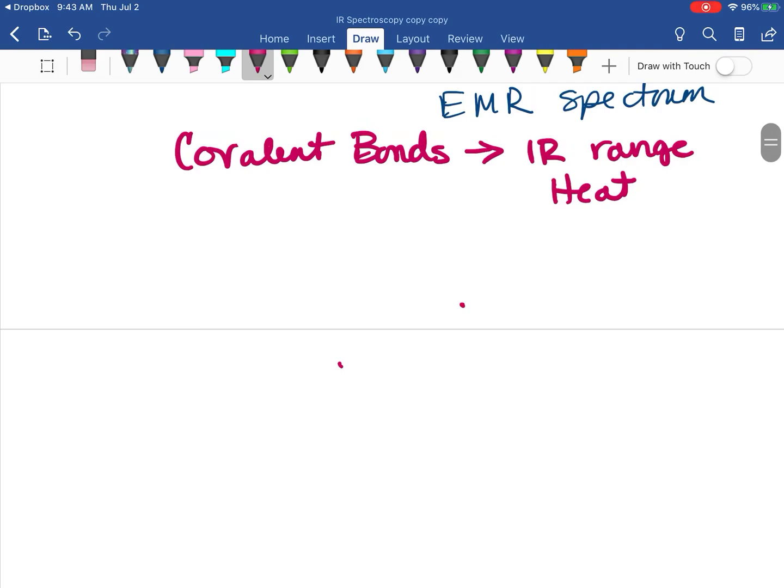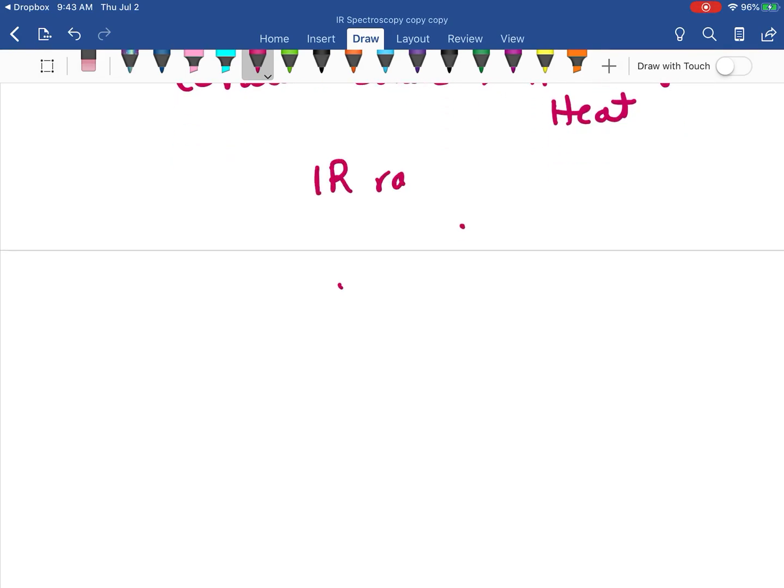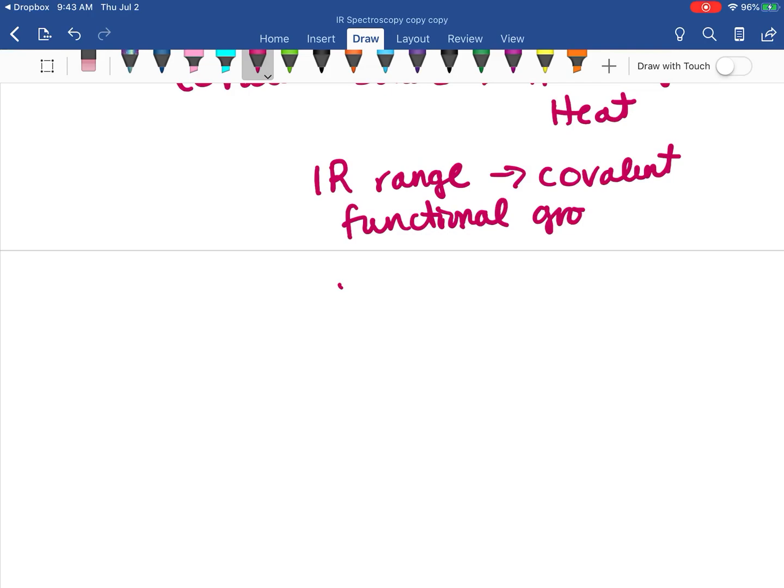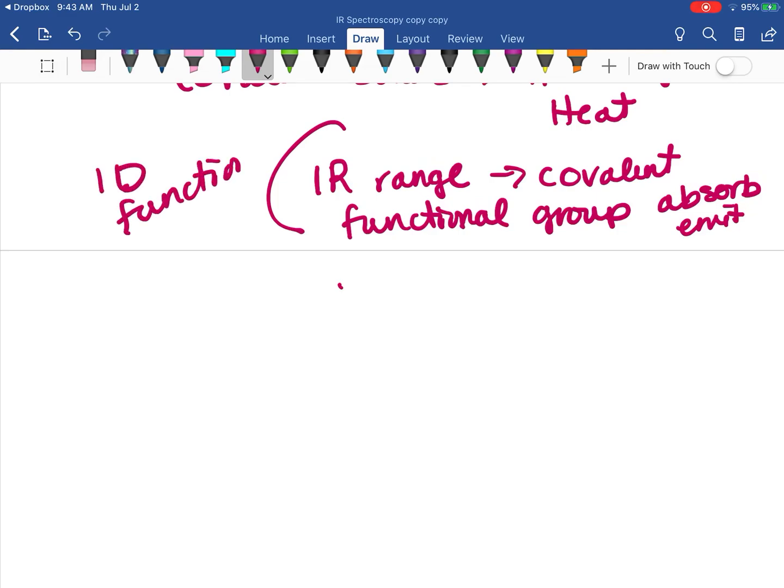So now let's apply this idea. We have the idea that somehow in the IR range, we're going to hit covalent bonds. And we've got this idea that functional groups are going to absorb and emit a little bit differently within that range. So how can we take this and use it to identify functional groups? Well, this is one of our oldest instruments in organic chemistry, and it is still widely used today. In fact, we have one in the lab, and we use it almost daily, and you will use it in the lab for this course. So this video will also be put under our clove oil experiment.